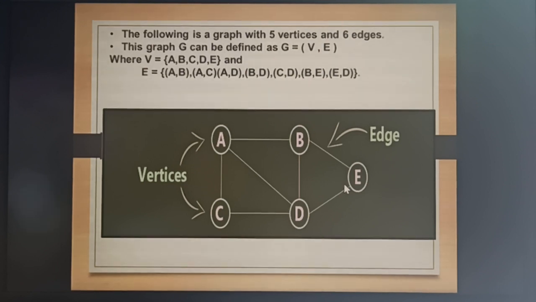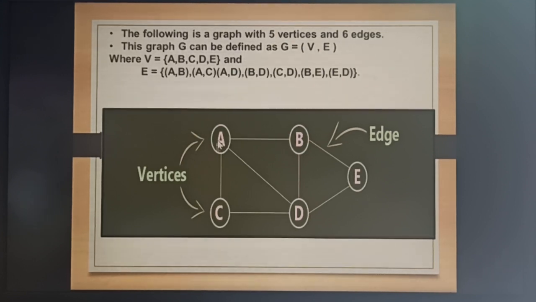You can say either one in the case of an undirected graph. What is an undirected graph? If there is no direction mentioned on the edges, then that is known as an undirected graph. We'll learn it later. So here you can see this graph consists of the set of vertices A, B, C, D, E and its set of edges.